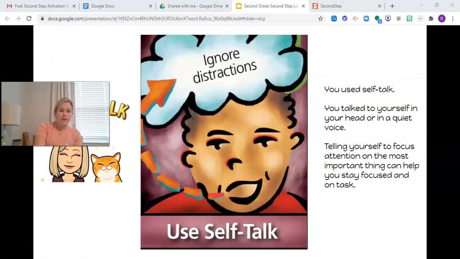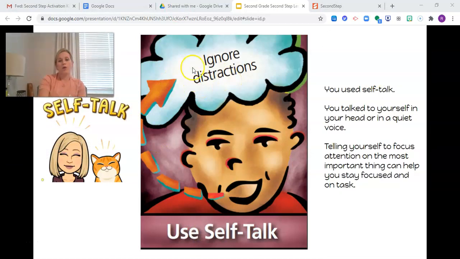So using your self-talk helps you to ignore the distractions. You use self-talk. You talk to yourself in your head or in a quiet voice. Telling yourself to focus attention on the most important thing can help you to stay focused and on task.